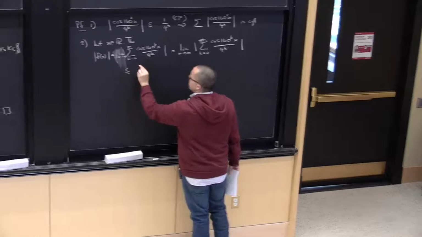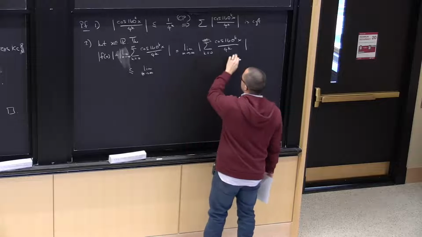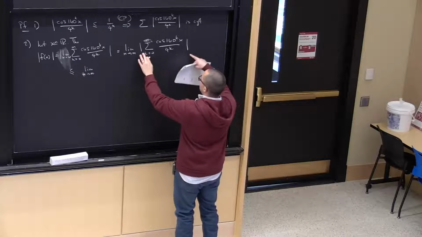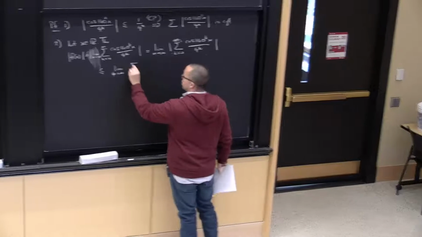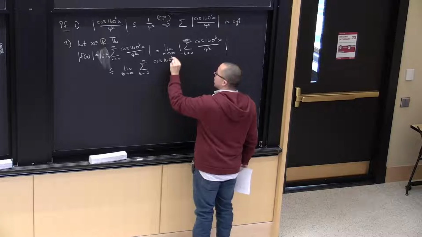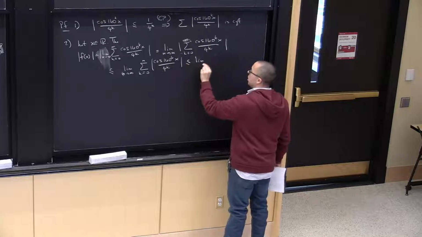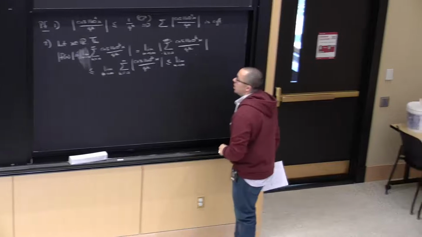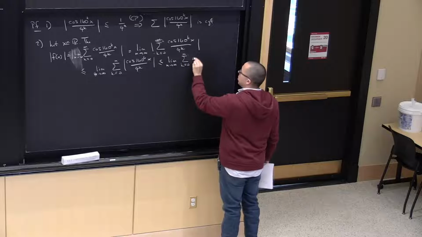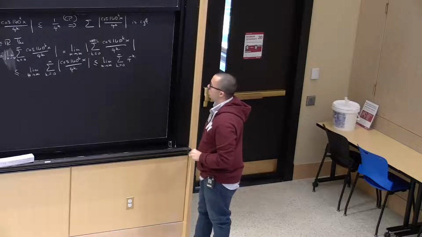And this is less than or equal to the limit as m goes to infinity of... by the triangle inequality, this is just a finite sum, so I can bring the absolute values in, and I get the sum from k equals 0 to m of the absolute value of cosine(160^k x) over 4^k, and this is less than or equal to the limit as m goes to infinity of the sum from k equals 0 to m of 4^(-k), again, because cosine of anything is bounded by 1.